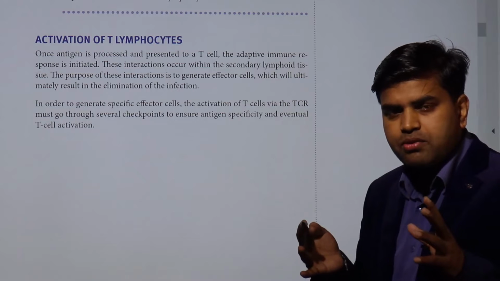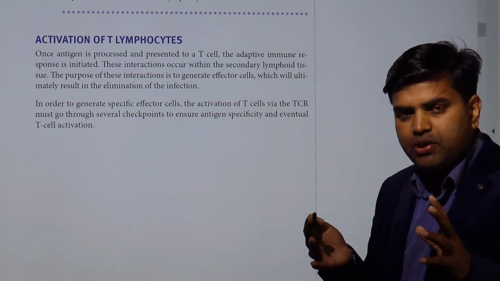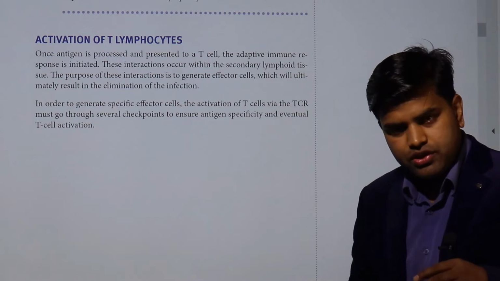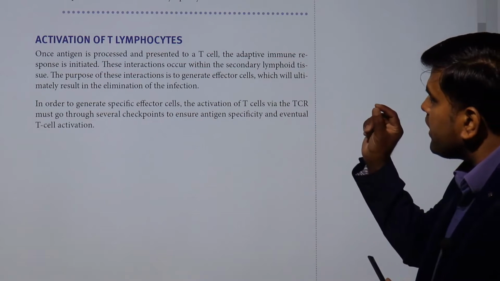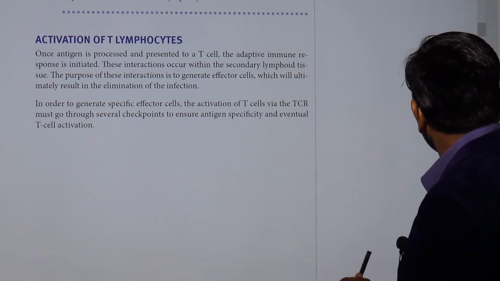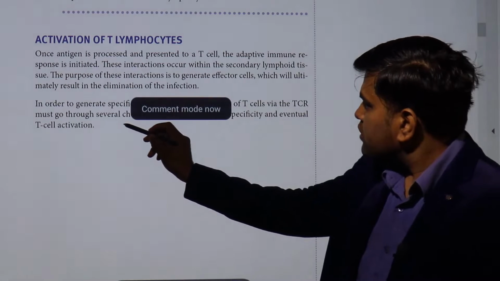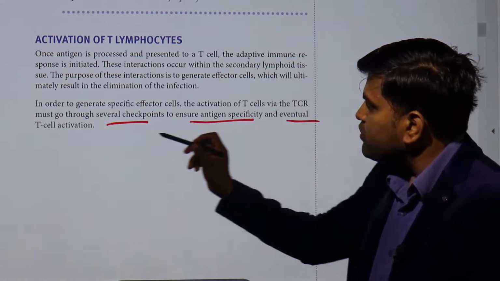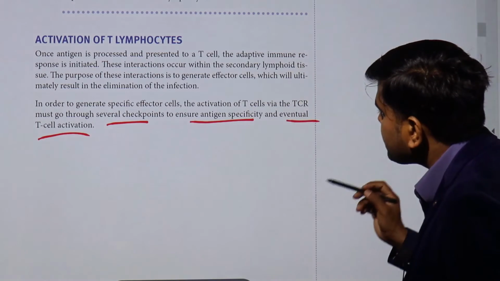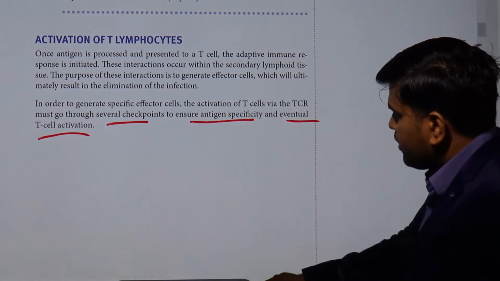If there is abnormal or haphazard activation, that will lead to immunological disorder. So there need to be several checkpoints to ensure antigen specificity and eventually the T cell activation. So this is important. Okay, now move forward.